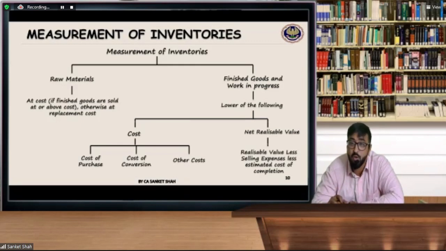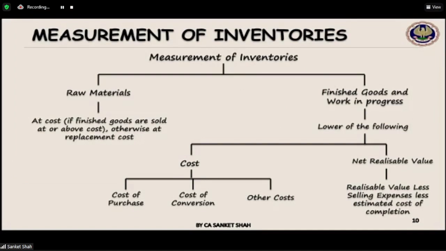Now, what is the estimated cost of completion? We are going to see it in example number 1. So this chart is very, very important. I will explain replacement cost, but wait for some time. You do not have any question based on replacement cost, but it might come in the exam. So for closing stock, this chart on measurement of inventory is very, very important.